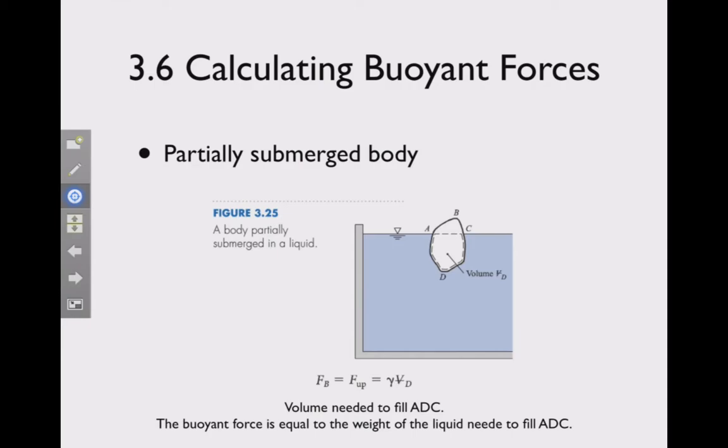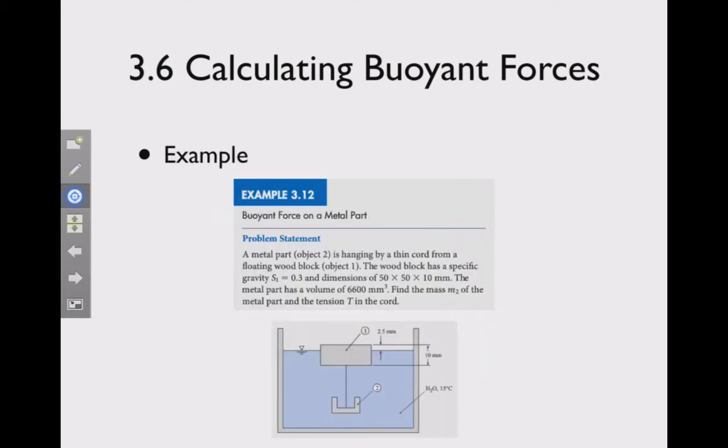So in homework problems, typically you're going to be given bodies that are either submerged or partially submerged, and if you're able to find the total volume that's submerged or just the partial volume that's submerged, you're going to be able to easily calculate the buoyant force just by multiplying it by the gamma of the fluid. So that's it. In the next video, the accompanying video, I'll solve this problem here.